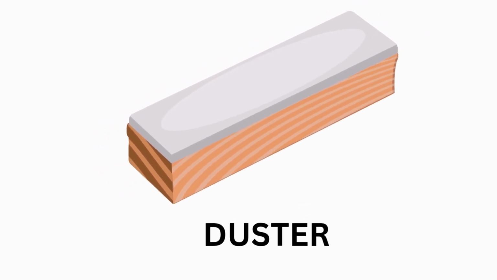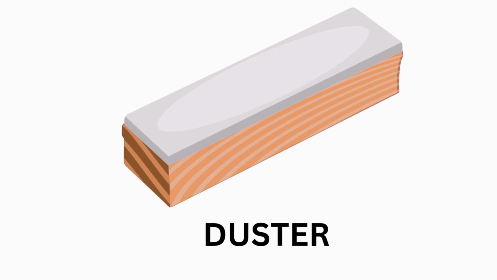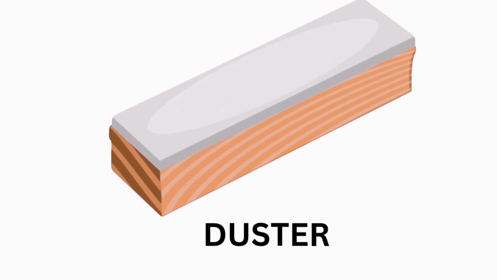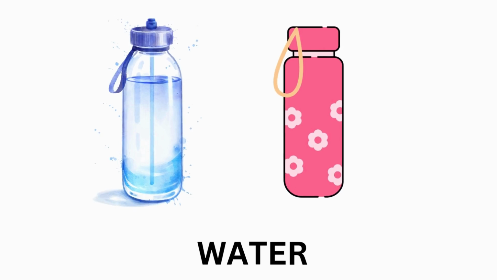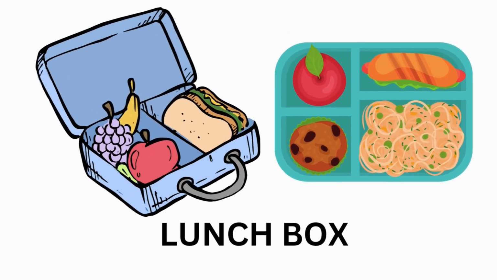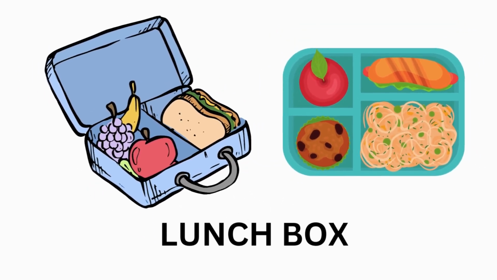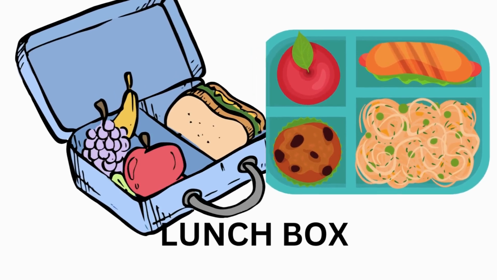This is a duster. Duster, board eraser. We clean the blackboard or whiteboard with the duster. This is a water bottle. Water bottle. We drink water from the water bottle. This is a lunchbox. Lunchbox. We keep our food and eat from the lunchbox.